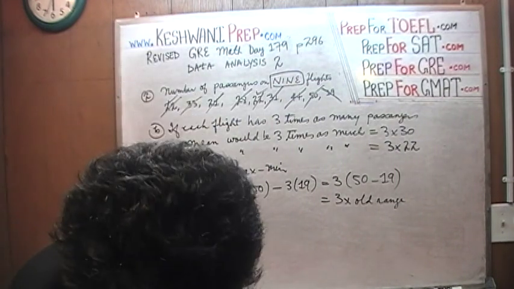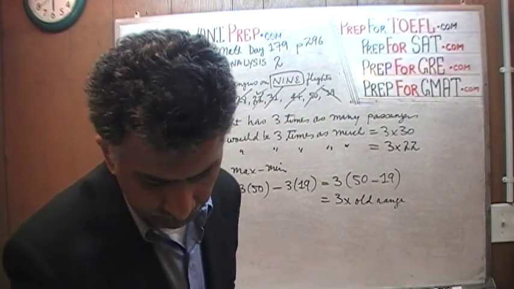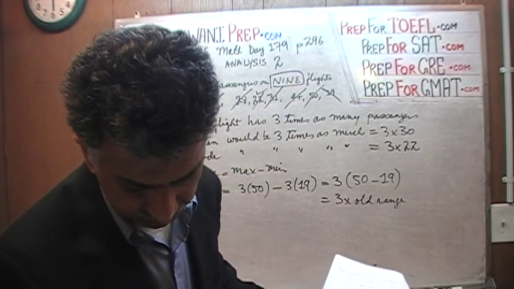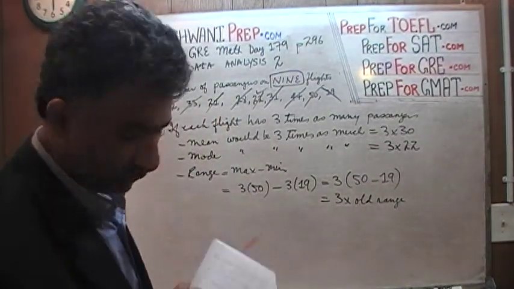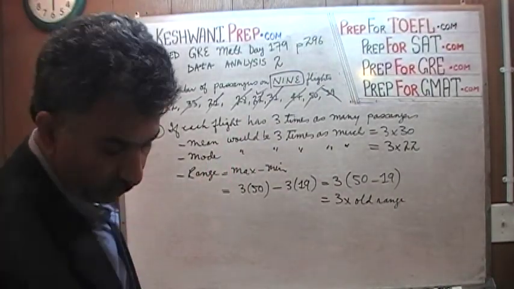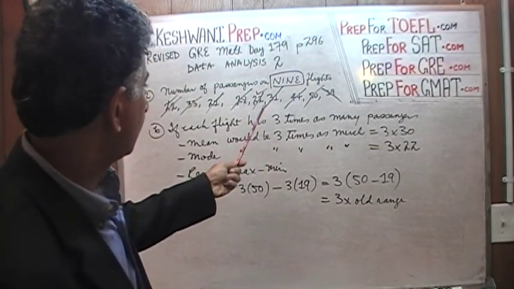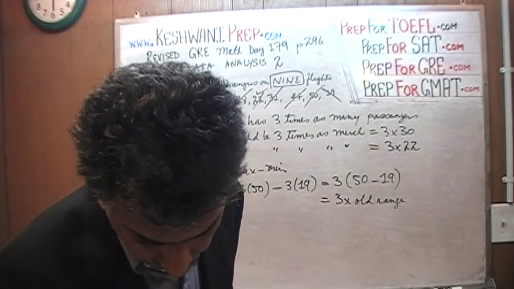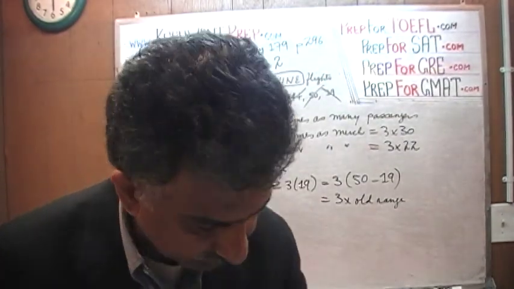What else are they asking here? If each flight had 3 times as many passengers, what would have been the mean? The mean would be 3 times the amount as before. The mode is going to be 3 times as much. The median is also going to be 3 times as much. Whatever the median was, the middle number, it's going to be 3 times as much because everything is 3 times as much. The standard deviation and the interquartile range. Let's talk about them.